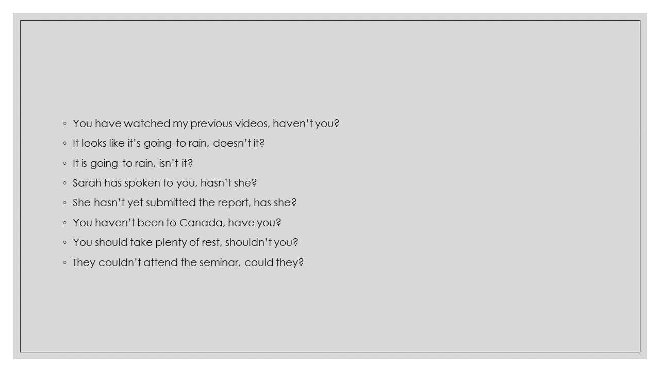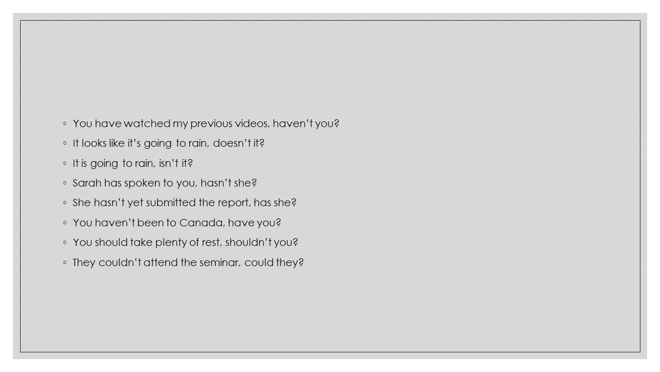Now the next one, it is going to rain. Here is your auxiliary verb, isn't it? Very simple, right? Because there is only one auxiliary verb, there's no main verb. So this is how it works, people. And next one, Sarah has spoken to you. Just as in the previous sentence, you have watched my previous videos, here also it is present perfect. Sarah has spoken. Has is your auxiliary verb, spoken is your main verb. So hasn't she, because she is the pronoun and Sarah is your noun.